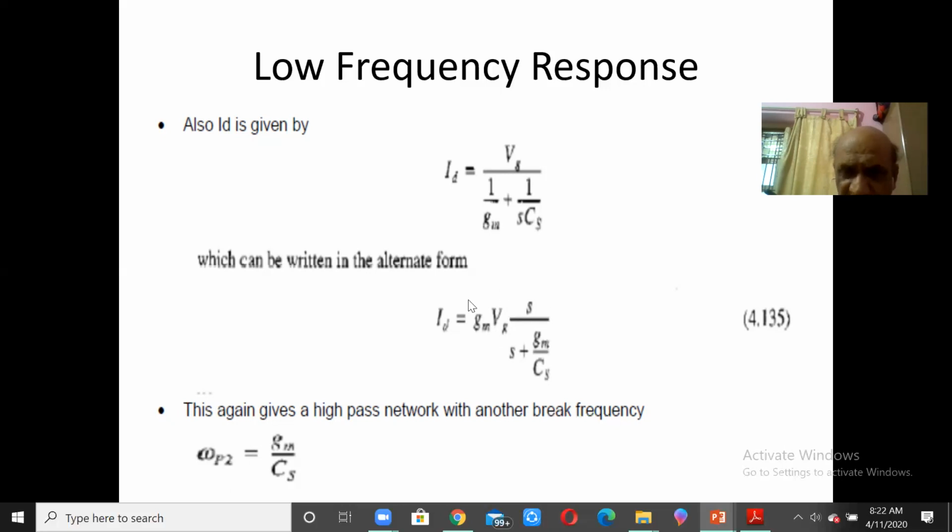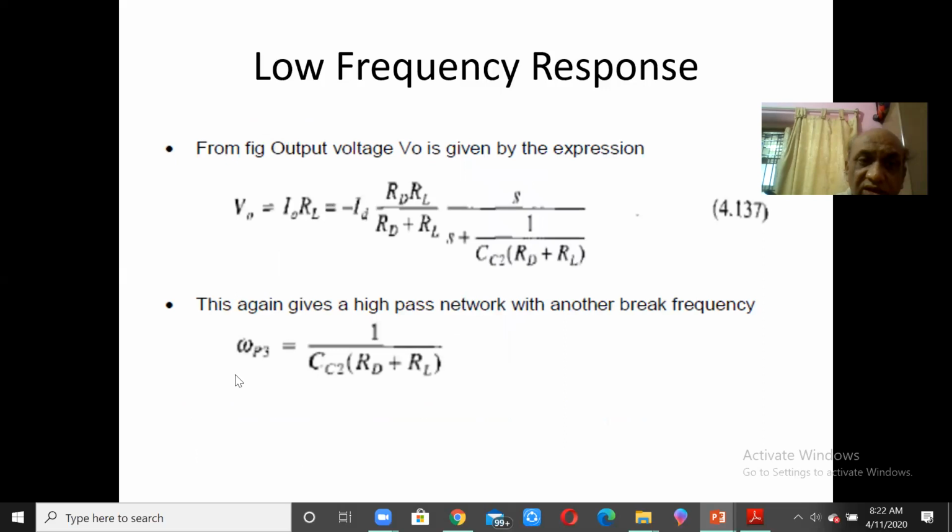Again, this is a high pass network. S by S plus omega naught will be a high pass network. So again, the break frequency, which is there as WP2, is equal to GM by CS. Cutoff frequency or break frequency is the same. So you have the second frequency component, which is GM by CS.